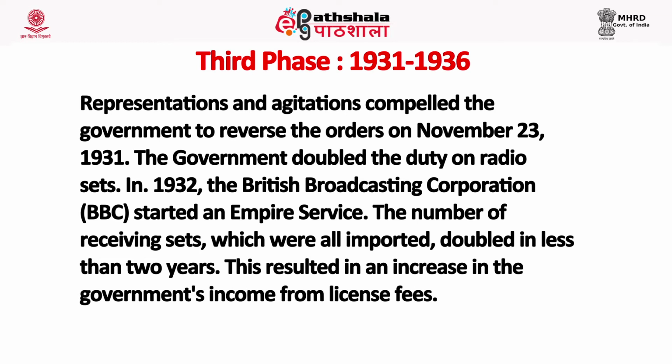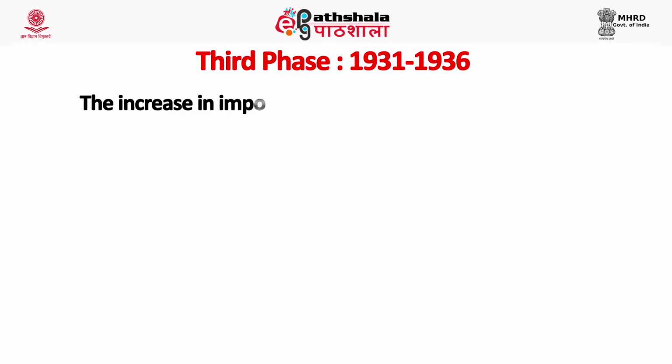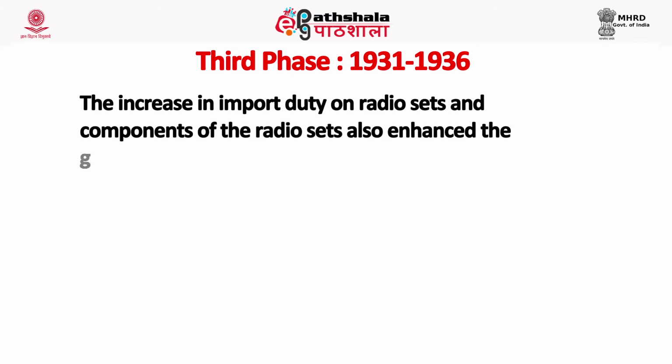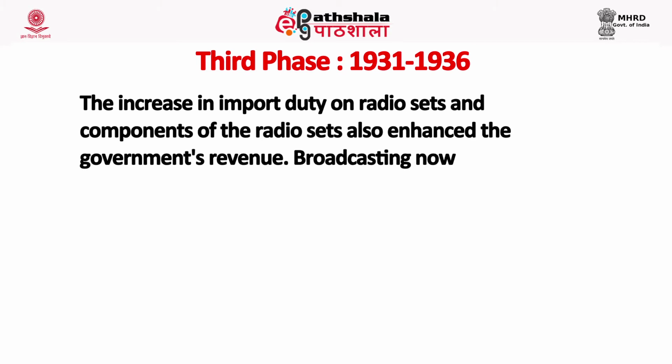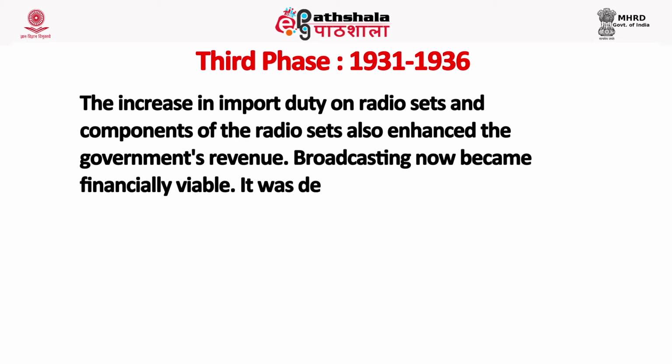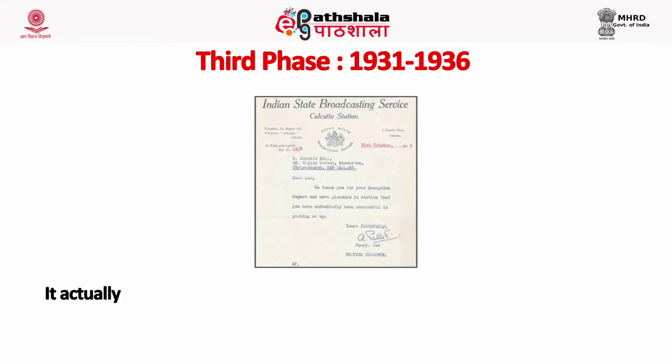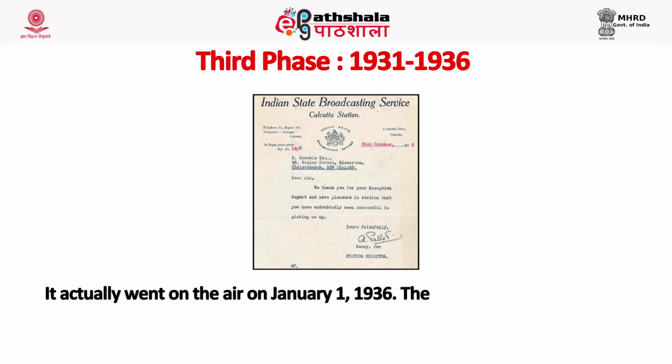This resulted in an increase in government's income from license fees. The increase in import duty on radio sets and components of the radio sets also enhanced the government's revenue. Broadcasting now became financially viable. It was decided to start a radio station in Delhi. It actually went on air on January 1st, 1936.